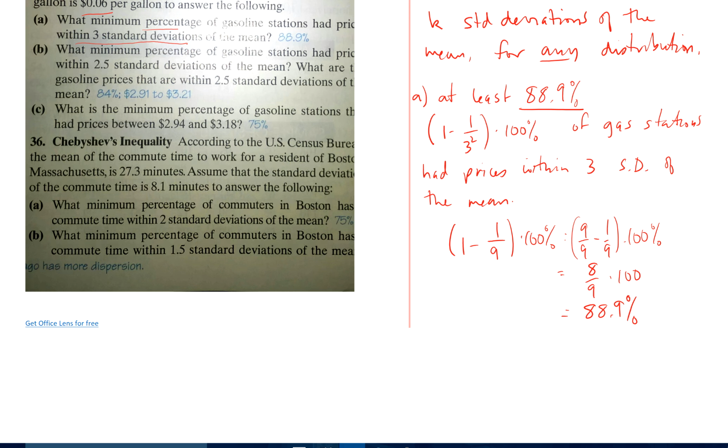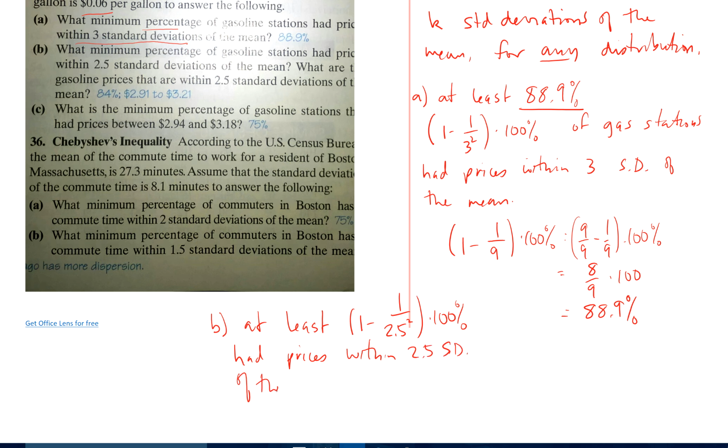What minimum percentage of gas stations had prices within 2.5 standard deviations? Okay. At least, see, I just like to write it out so I keep it straight in context. 1 minus 1 over 2.5 squared times 100% had prices within 2.5 standard deviations of the mean.